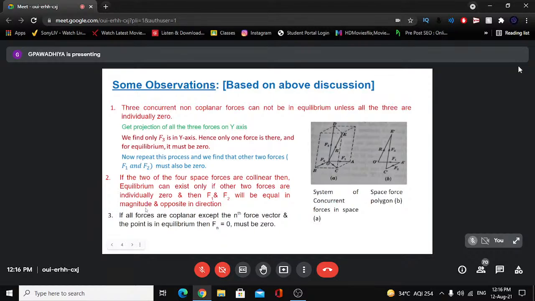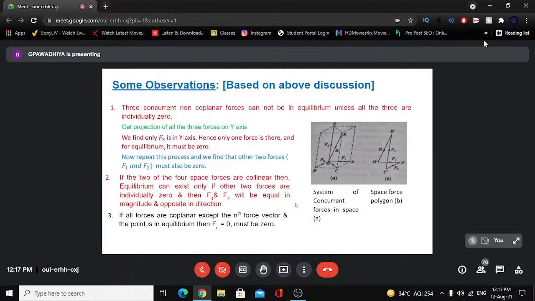Now, if two out of the four space forces are collinear, here four space forces may be there. Out of four, two may be collinear. Like there are four forces, OC, F1, F3, F2, and let's say F1 and F2 are collinear. Then the equilibrium of the particle will exist only if the other forces like OC and OD are individually zero. Otherwise, they will not be in equilibrium. So F1 and F2 are collinear, plus their magnitudes must be equal and directions must be opposite to each other. So these are some observations.